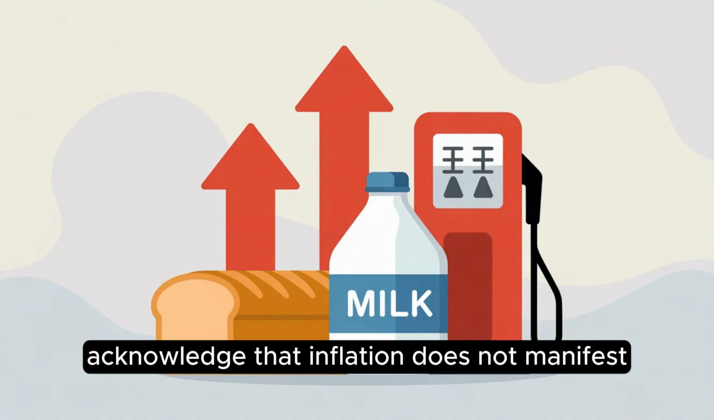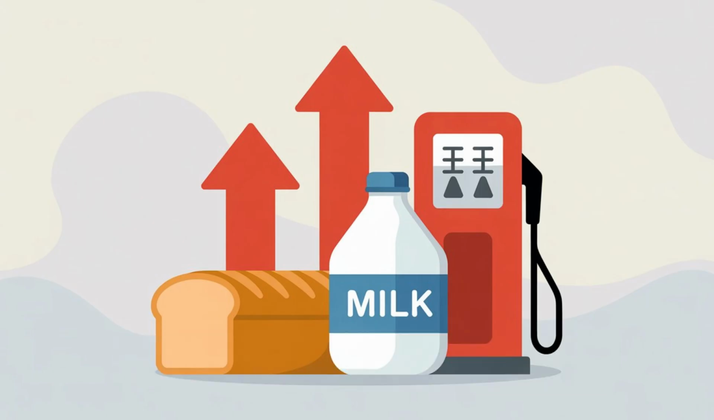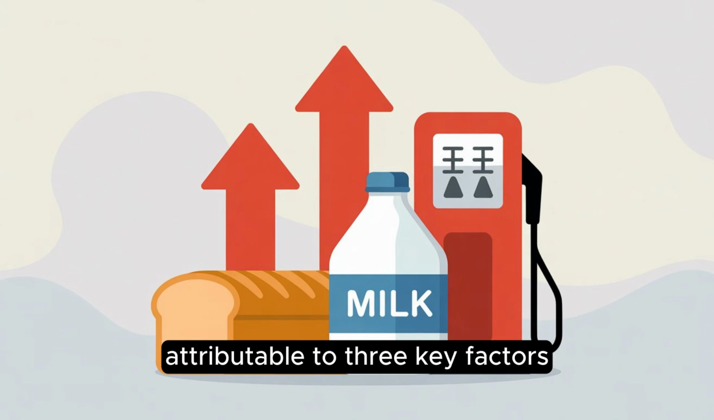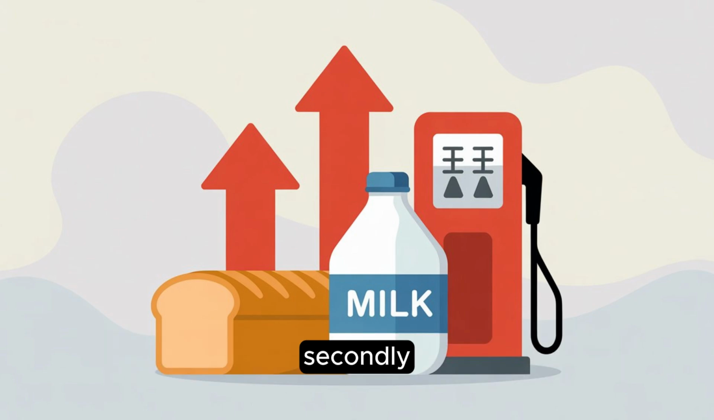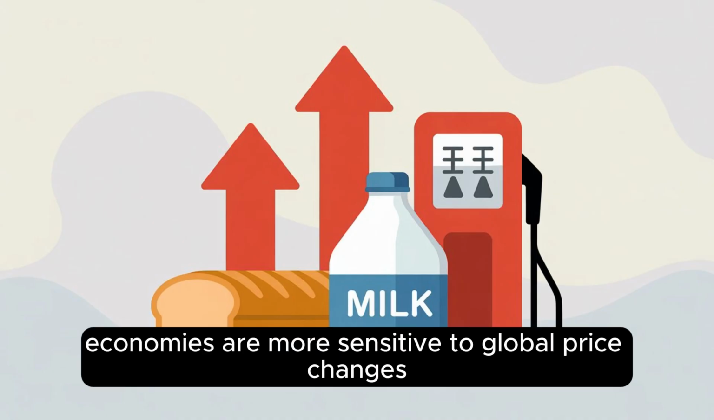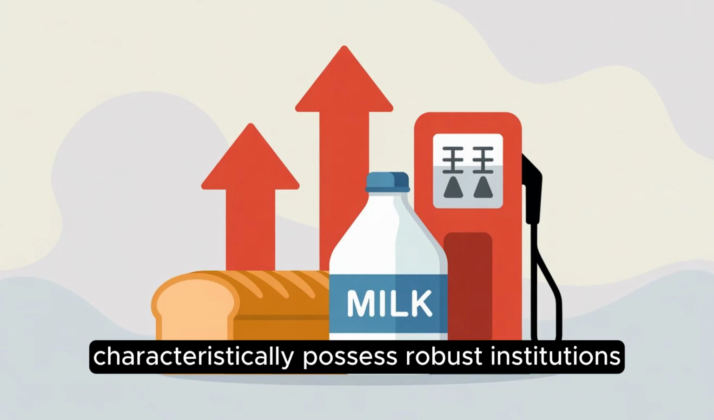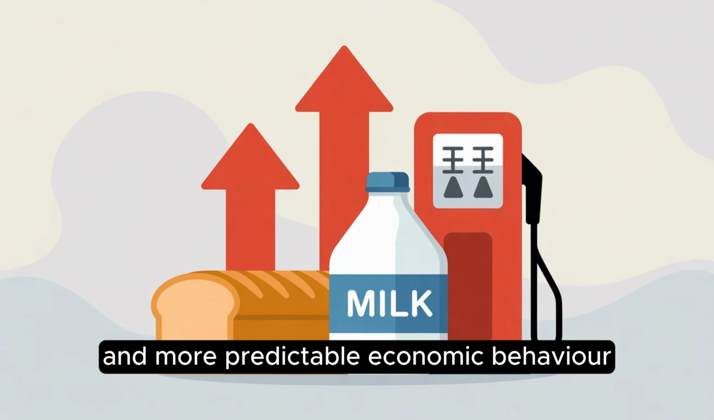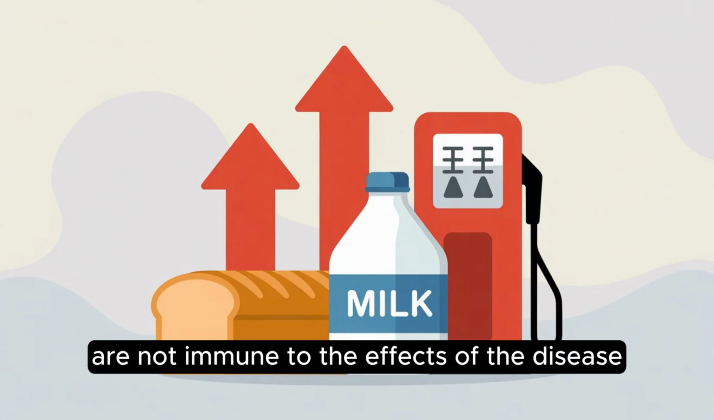Furthermore, it is imperative to acknowledge that inflation does not manifest uniformly across different geographical locations. The higher incidence of inflation in developing countries is attributable to three key factors. Firstly, the exchange value of their currencies is less stable. Secondly, these countries rely more heavily on imported goods. Thirdly, their economies are more sensitive to global price changes. Conversely, developed countries characteristically possess robust institutions, advanced monetary policy instruments, and more predictable economic behavior. However, even these countries are not immune to the effects of inflation.